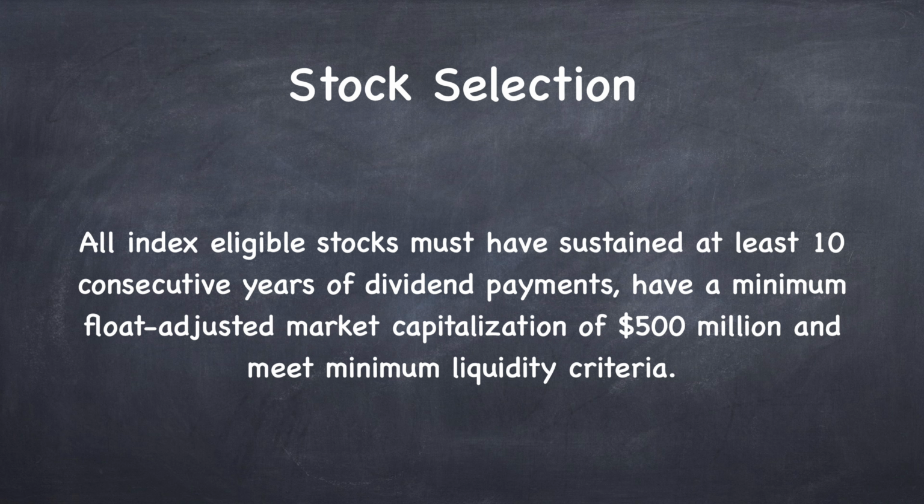Now let's move on to how this index picks stocks and sectors. All index-eligible stocks must have sustained at least 10 consecutive years of dividend payments, have a minimum market capitalization of $500 million, and meet minimum liquidity criteria. No one single stock can represent more than 4% of the index, and no single sector can represent more than 25% of the index. The index composition is reviewed annually and rebalanced quarterly.